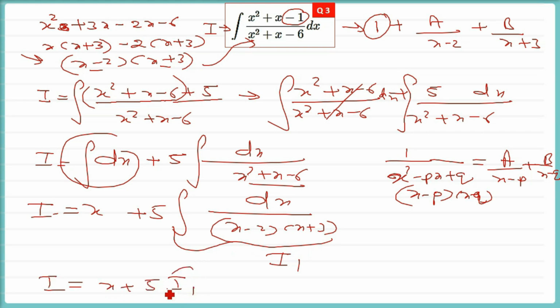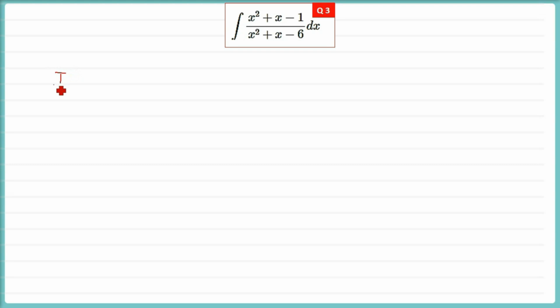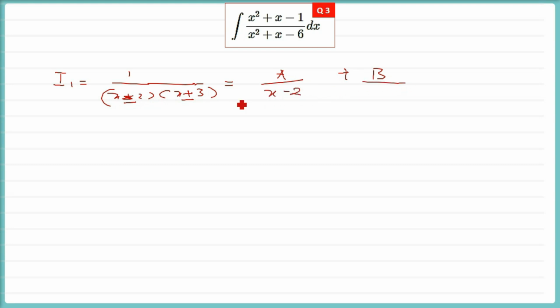We'll compute this I1 just now. In order to find this I1, if you recall, we have 1 divided by (x minus 2)(x plus 3), and this will be equated to, because we have two factors in the denominator, a divided by x minus 2 and b divided by x plus 3. If you don't understand how to take the LCM, just cross multiply a with x plus 3, b with x minus 2.